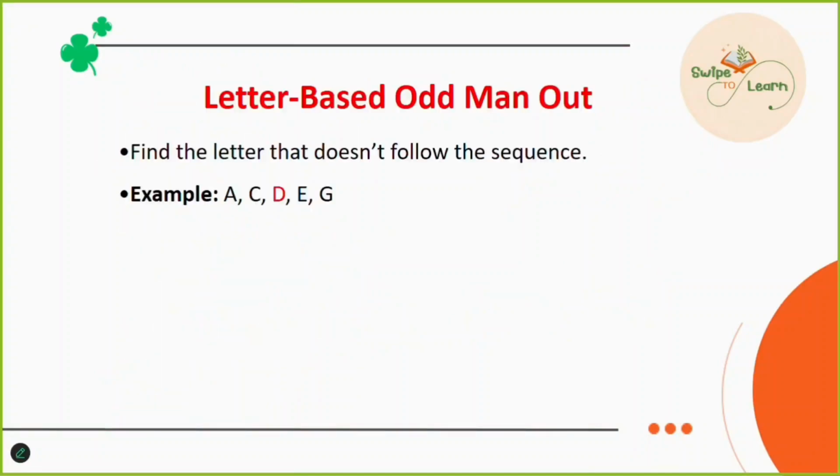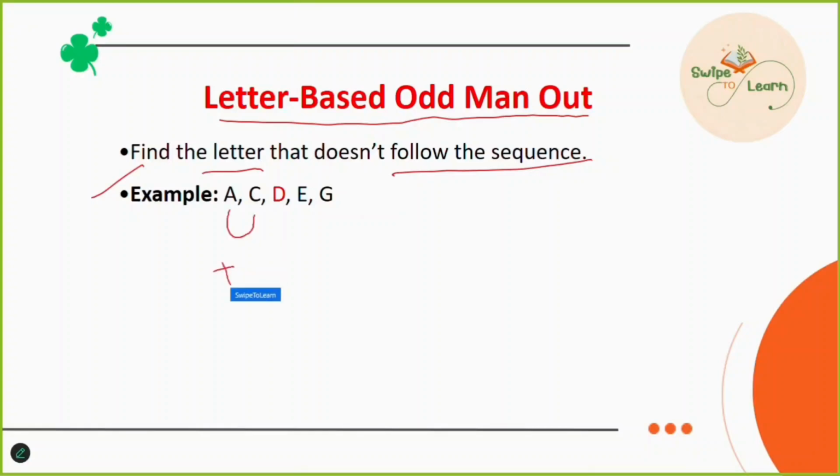Moving next, a letter-based odd man out. Here you will be given letters or alphabets, and you need to find the letter which doesn't follow the sequence. For example, A, C, D, E and G. When we look at them, there is a difference of 1. A is there, B should not be there and C is there. D should not be there, E should be there. F should not be there and G should be there. So what is the odd man out? D is the odd man out because D should not appear in the options, but it is appearing. So the answer is D.